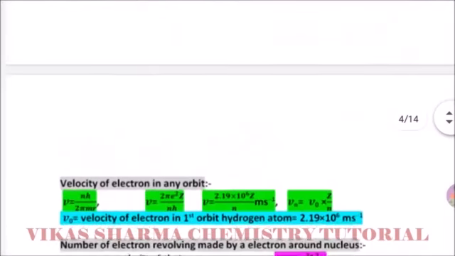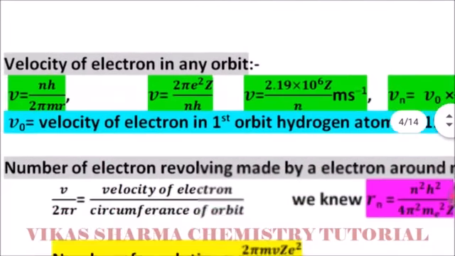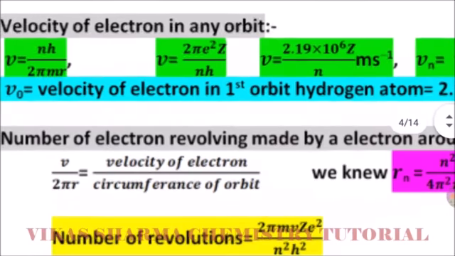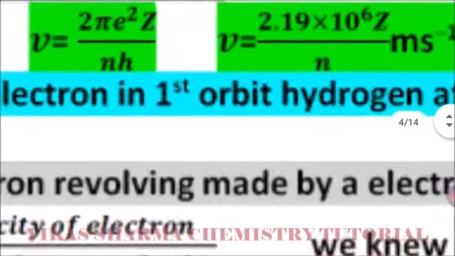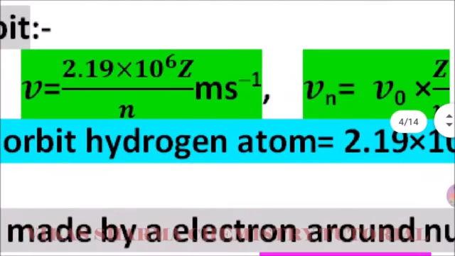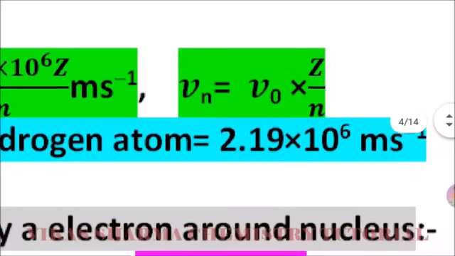Students, next is the calculation of the velocity of an electron in any orbit. Velocity is equal to displacement upon time, you know. So v is nh divided by 2π m r, or v is equal to 2π e² Z divided by n h. So velocity is equal to 2.19 × 10⁶ multiplied by Z and divided by n, meter per second.